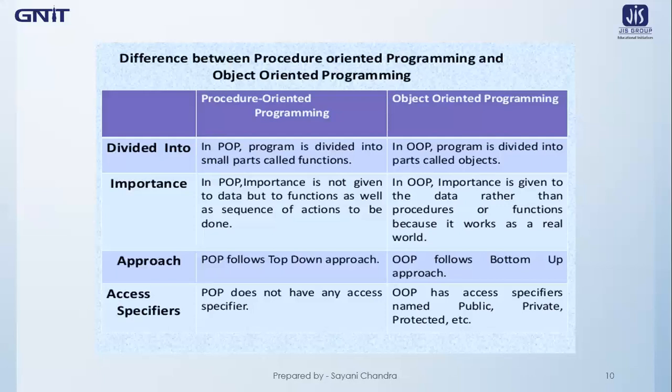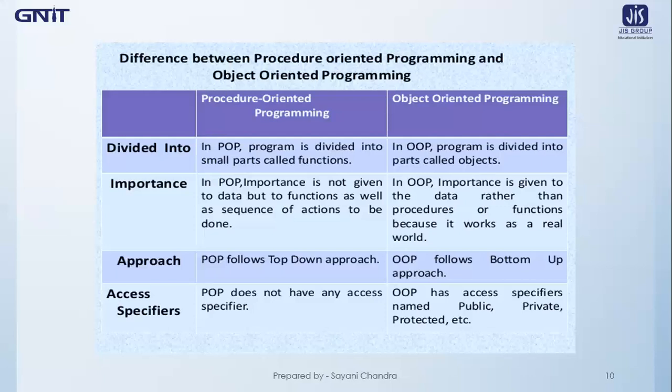The last point says that POP does not have any access specifier, but OOP has access specifiers named public, private, protected, and there is also a default access specifier. So in case of POP, we can say that data can move freely from function to function in the system, whereas in object-oriented programming, objects can move and communicate with each other through member functions.